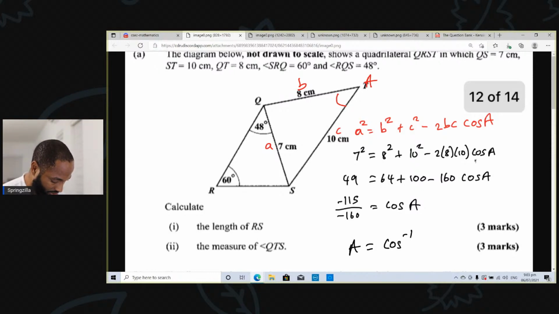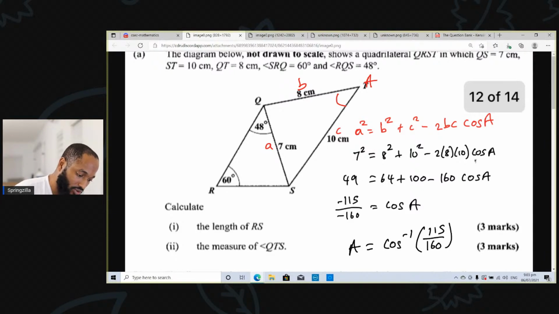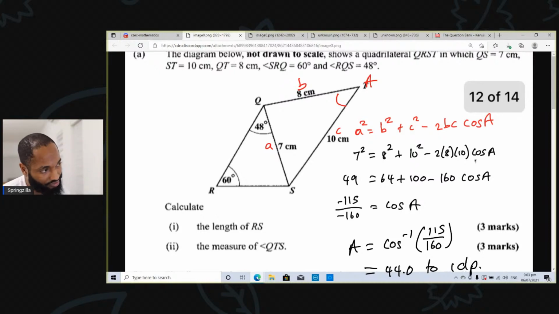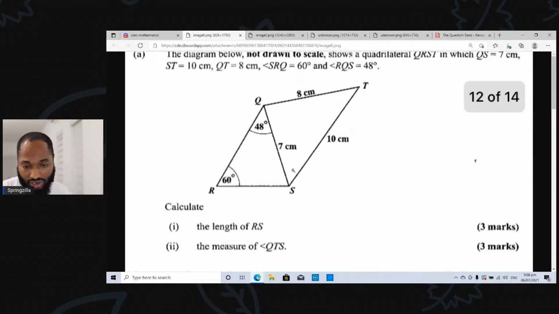Let's see. Cos inverse of 115 divided by 160. Notice how the two negatives cancel each other out there, and you get 44.05, or 44.0 to 1 decimal place, and you're good to go there. Degrees. That was a nice one. That was a little different one.